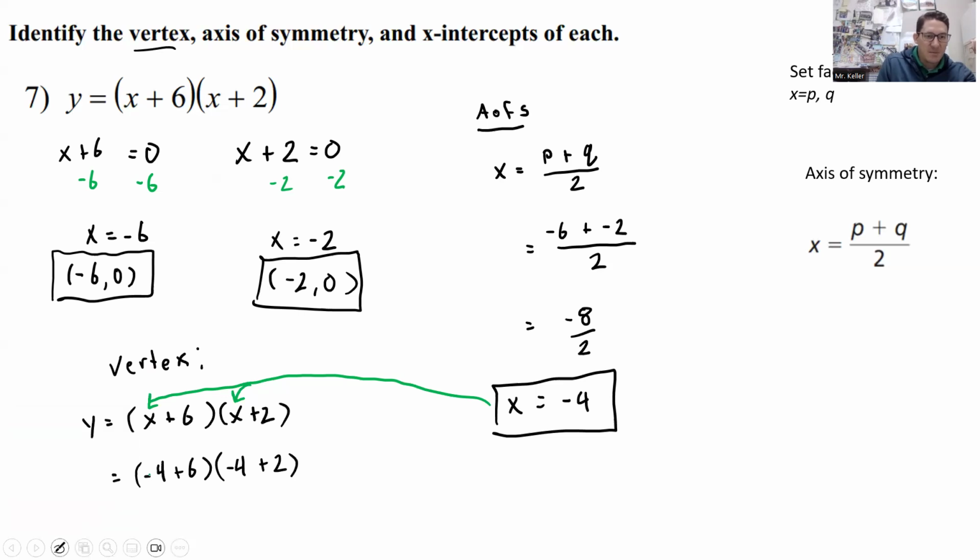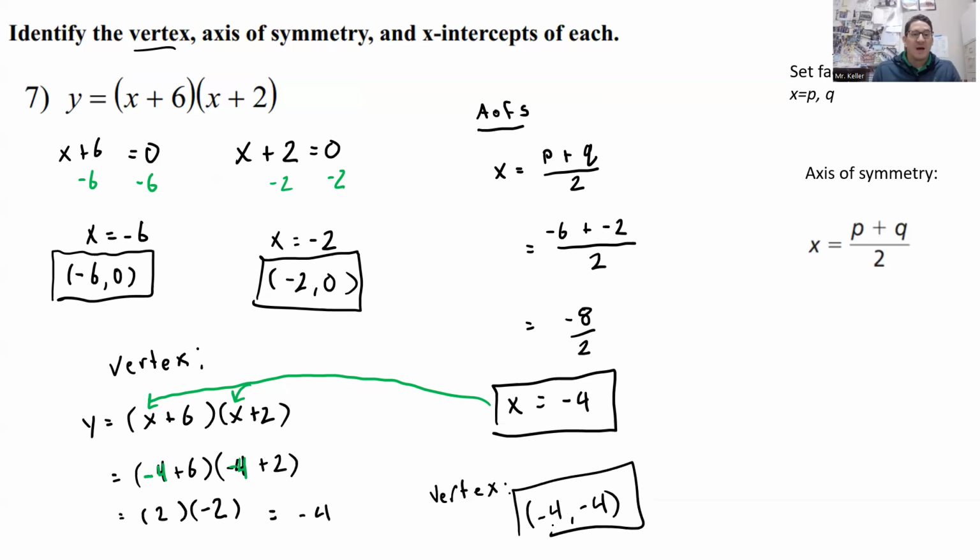Now let's make them green so we can see where that comes from a little better. -4 plus 6 comes out to +2. -4 plus 2 is -2. I'm running out of space at the bottom here. So 2 times -2 is -4. So our vertex works out where the x coordinate is -4 and the y coordinate is -4. There we go. So that's all.